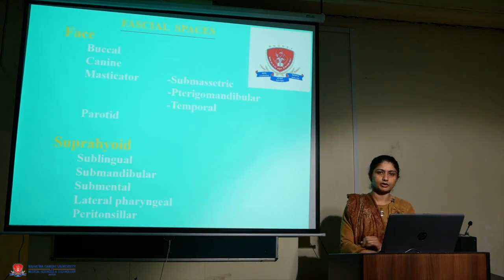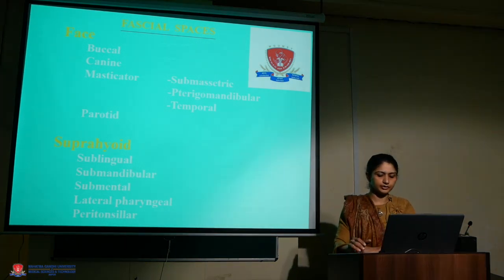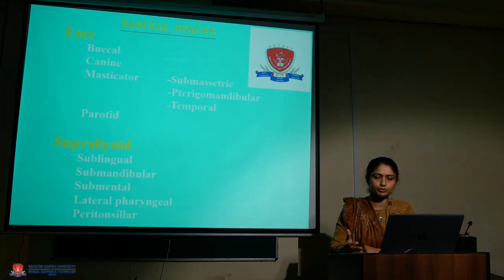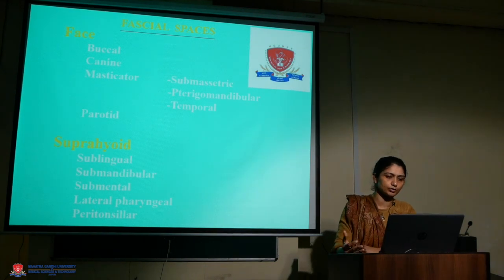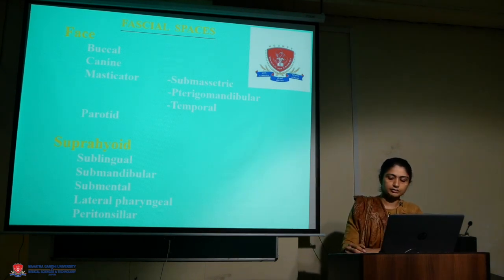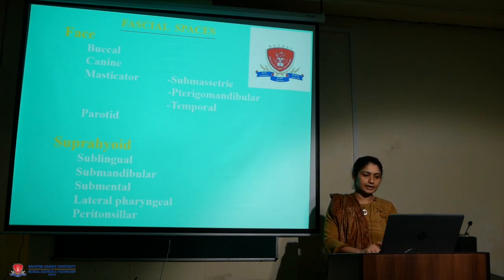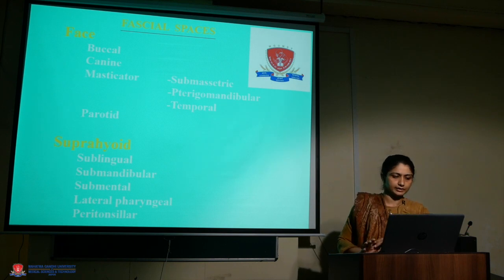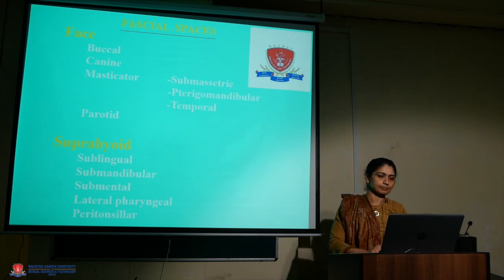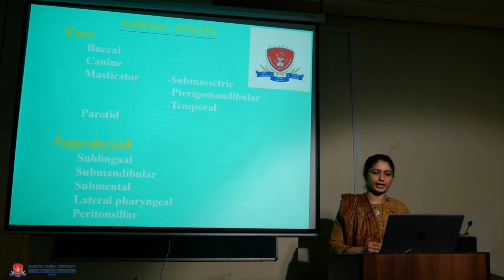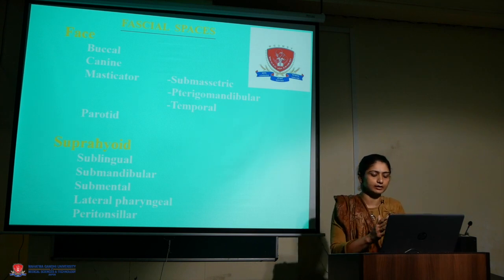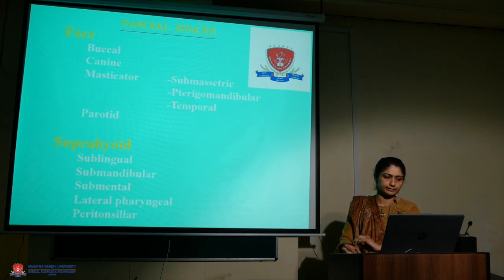So fascia, we all know fascia is a fibrous sheet that basically helps the movement of a muscle over a muscle or bone or other structures. So it is for the uninterrupted movement of the muscles. So the facial spaces are basically potential spaces. These are not actual spaces. Potential spaces in the sense there is no actual space, but when there is pus or any infectious thing, then the fascia separates from the muscle or from the bone, and the facial spaces are formed.